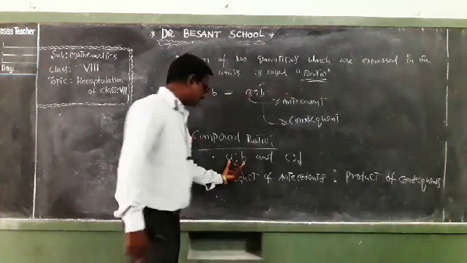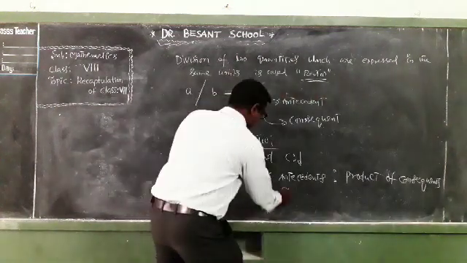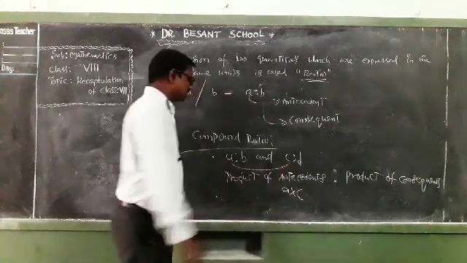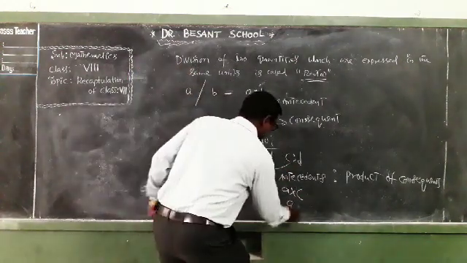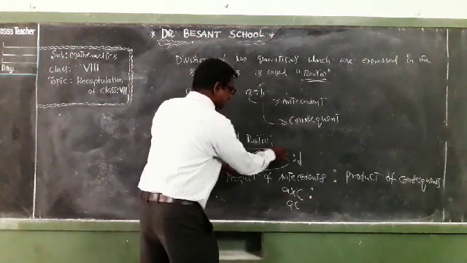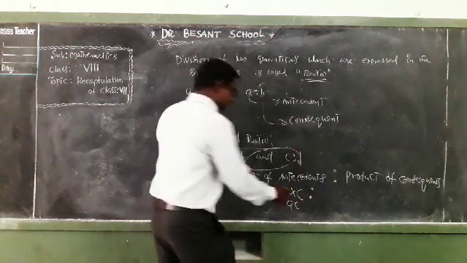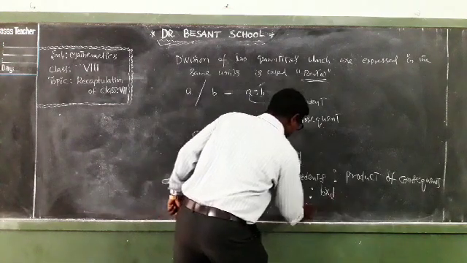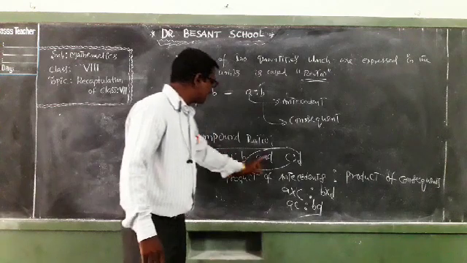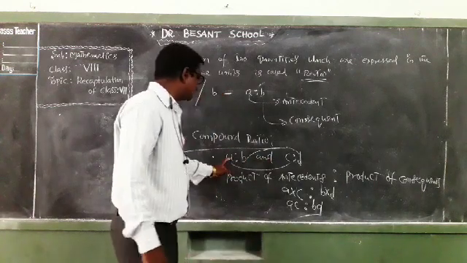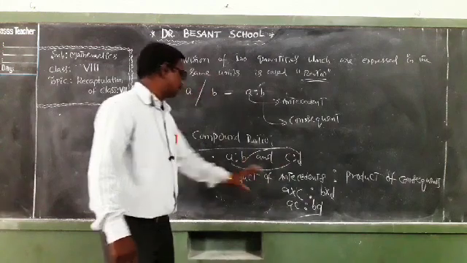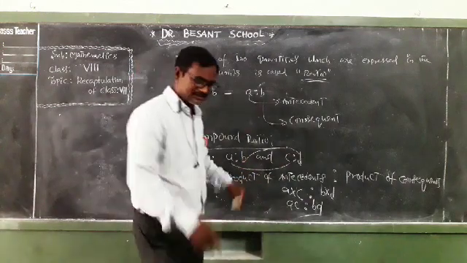What is the antecedent here? A and C. The product of antecedents means A into C, AC. What is the consequent here? B and D. That is B into D, BD. So the compound ratio of A is to B and C is to D is the product of antecedents AC is to the product of consequents BD. Okay children, we learned this also.